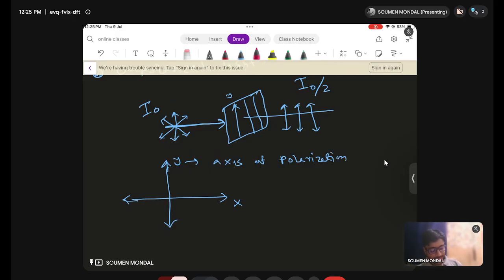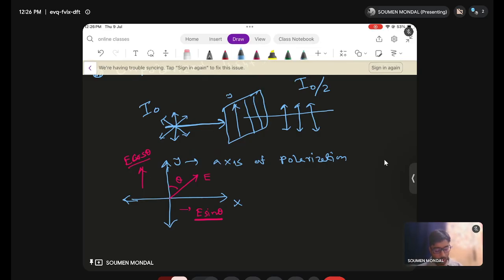Now this is the direction of the electric field. We can decompose this electric field into two components. So it is E cos theta in this direction, and E sin theta in this direction. Now this E sin theta will vanish and E cos theta will survive. The polarizer will absorb the E sin theta anyway. I am not going into the real mechanism.